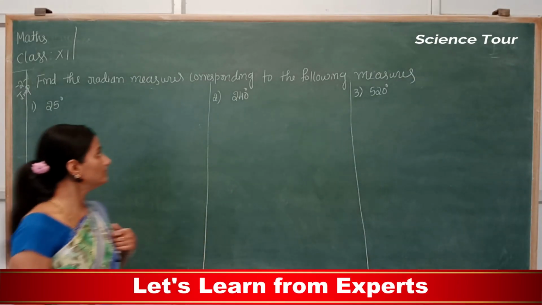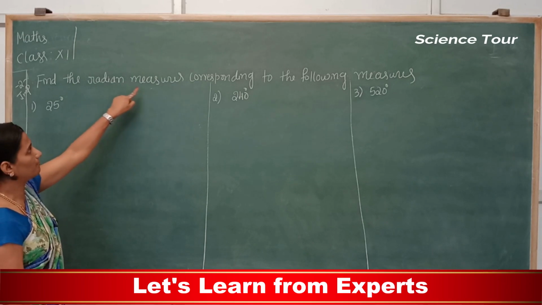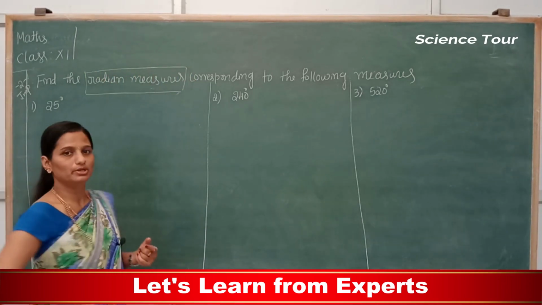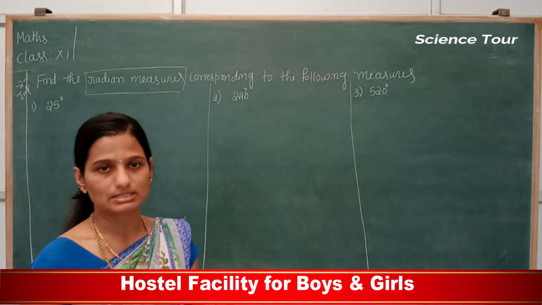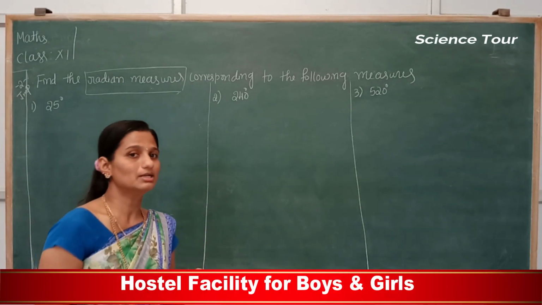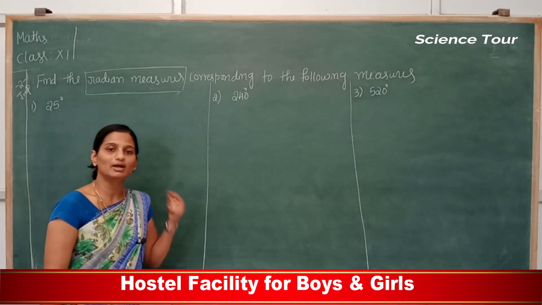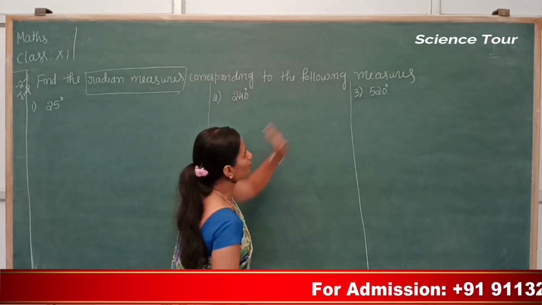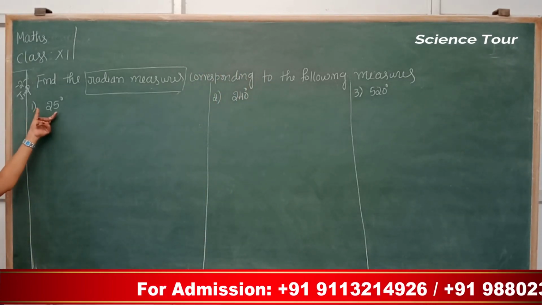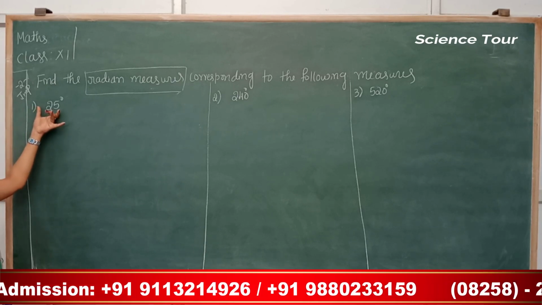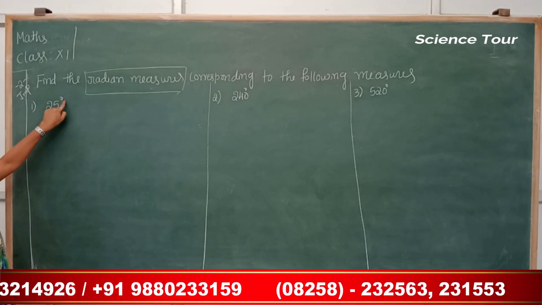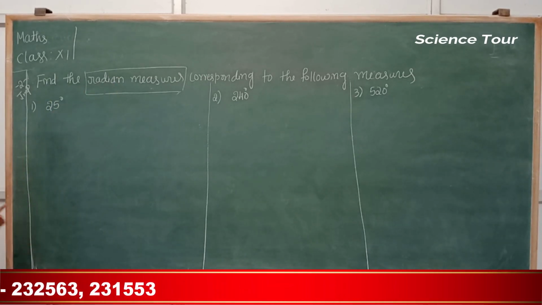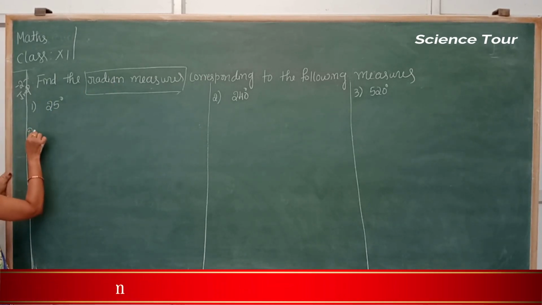Now the next question. Find the radian measurement corresponding to the following degree measures. What to find here? Radian measurement. So which formula to use? Radian measurement is equal to pi divided by 180 into degree measurement. First question is 25 degrees. Given is in degree, so conversion to radian uses this formula. So what is your formula?